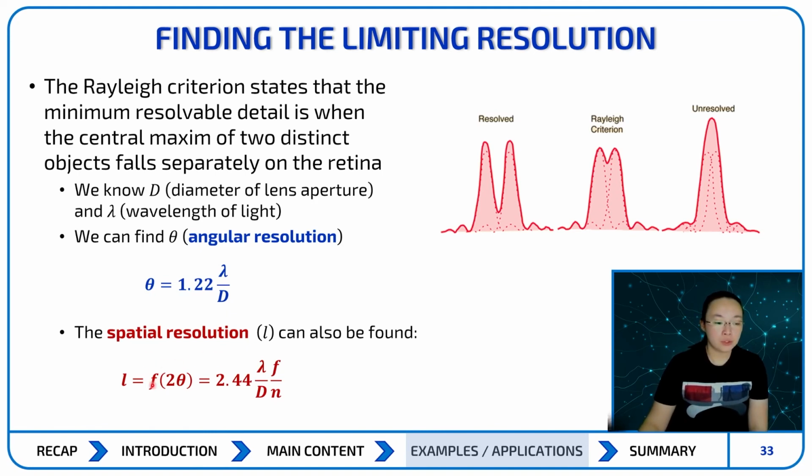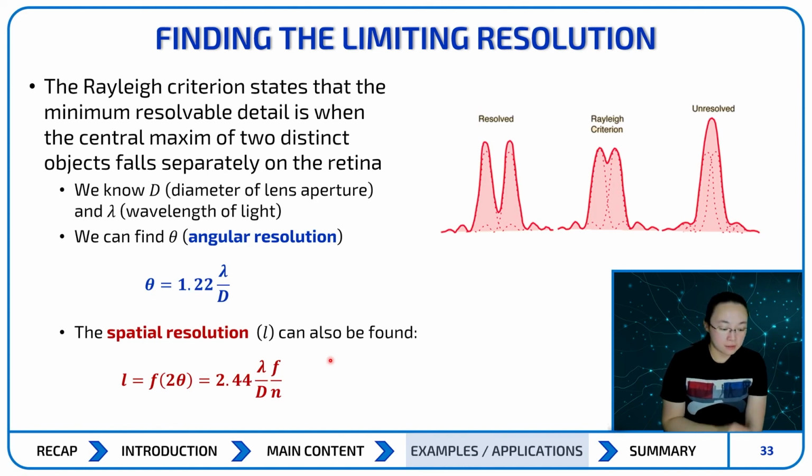So L is equal to F times 2 times theta, or we can just say it's 2.44 times lambda F over dn. So just keep that in mind. These two are useful equations to have when we're working with resolution.